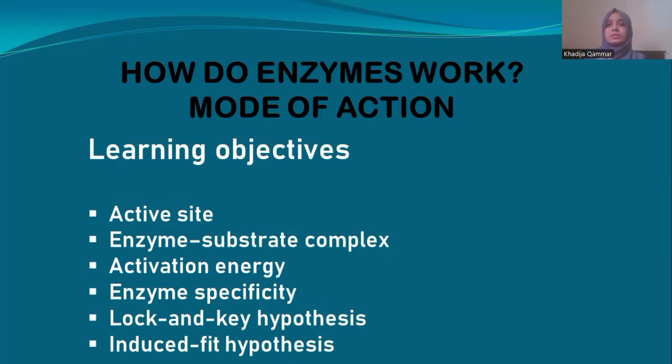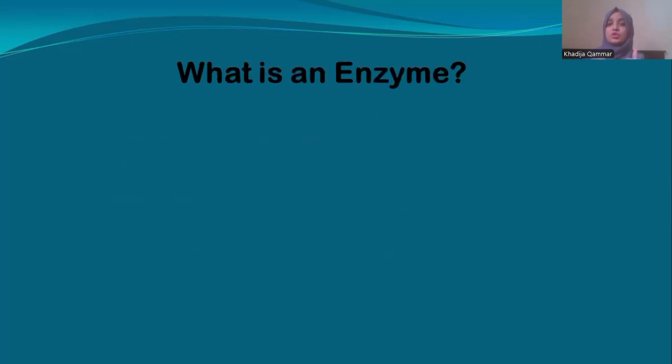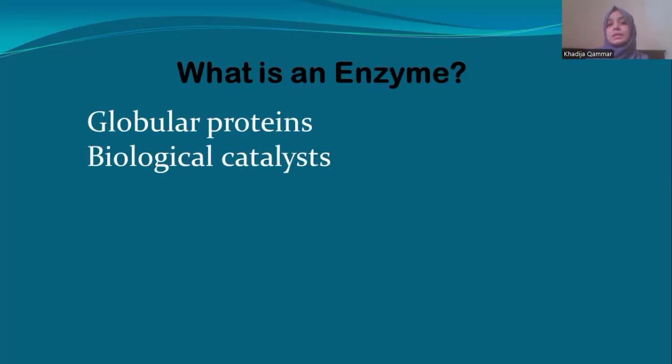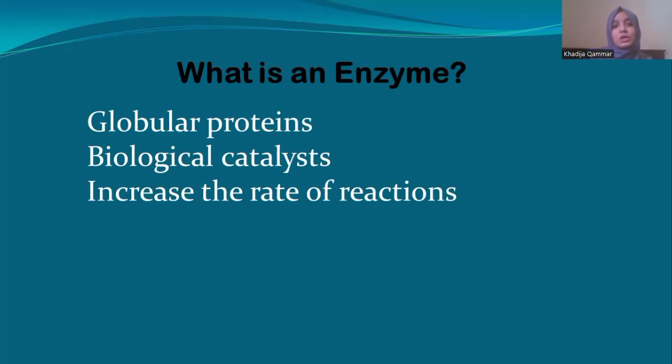So let's start with a simple question: how can an enzyme speed up a chemical reaction without being used up? To answer that, we need to understand what an enzyme is and how the structure of enzymes actually allows them to perform their function. Enzymes are globular proteins. They act as catalysts, called biological catalysts. A catalyst can increase the speed of a reaction without being used up.